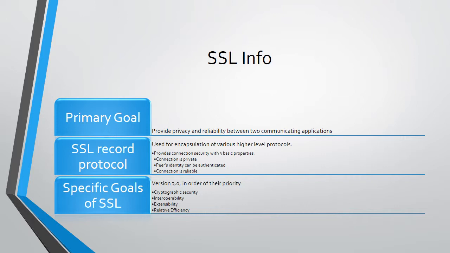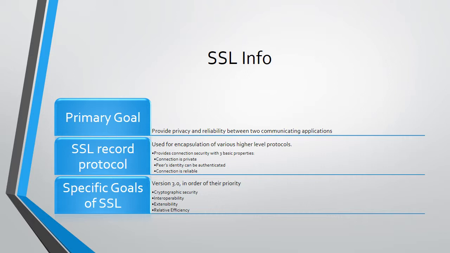Now let's talk a little bit more about SSL. The primary goal of SSL is to provide privacy and reliability between two communicating applications. The SSL record protocol is used for encapsulation of various higher-level protocols. An example of an encapsulated protocol is the SSL handshake protocol, which allows the server and client to authenticate each other and negotiate encryption algorithm and cryptographic keys prior to the application protocol transmitting or receiving a single byte of data. The SSL protocol provides connection security that has three basic properties.